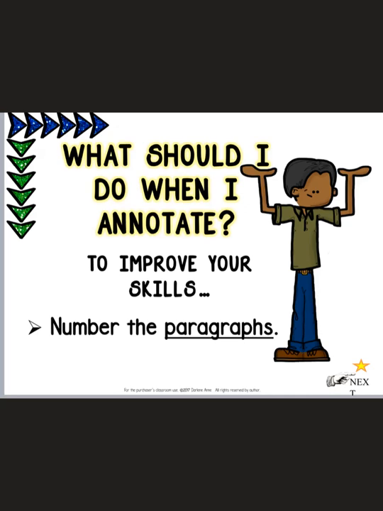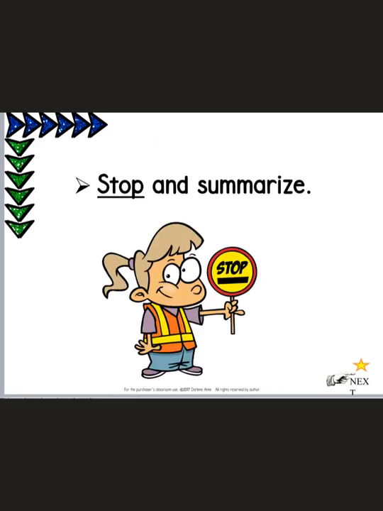So what exactly should I do to annotate? Well, in order to improve your skills, the very first thing that you should do is number those paragraphs. Remember on the EOG, they're going to number the important ones, especially the ones that they're going to ask you questions on. So why can't you do that when you're reading a passage? Go ahead and number those paragraphs right off the bat. Then it doesn't hurt to stop and summarize every once in a while. And don't just stop and summarize at the end of a passage. Stop and summarize every couple of paragraphs. Because if you're not stopping every couple of paragraphs to summarize what you've just read, by the time you get to the end of that passage, you are going to be completely lost.